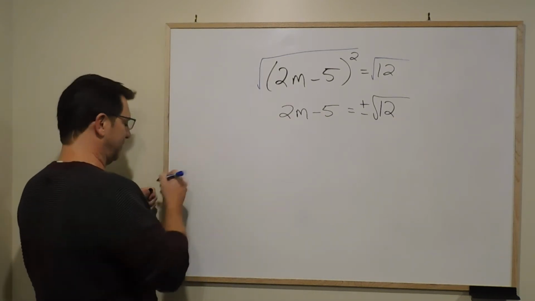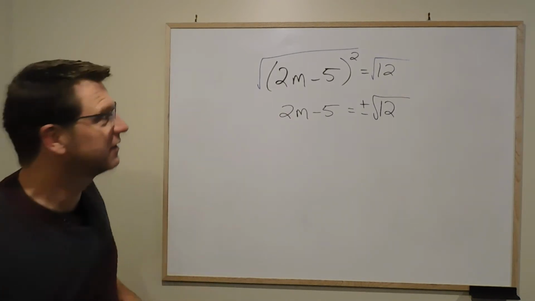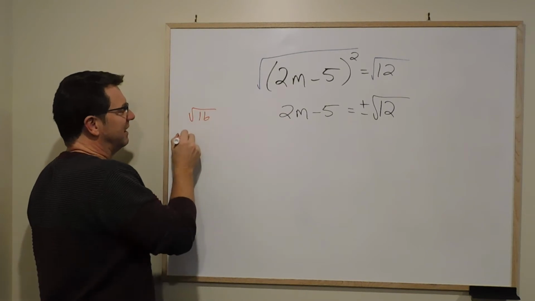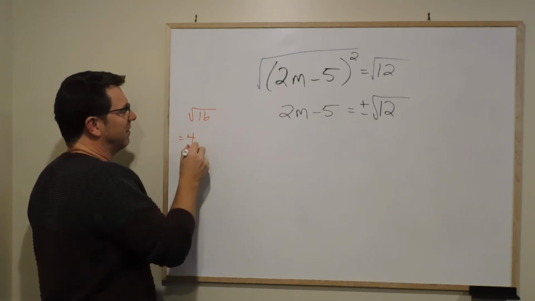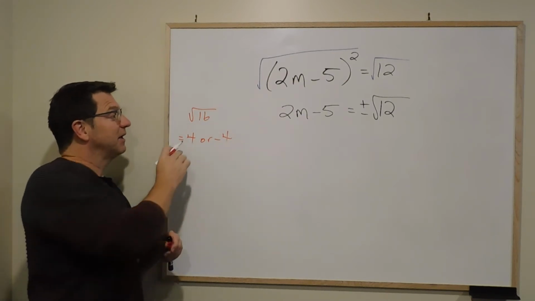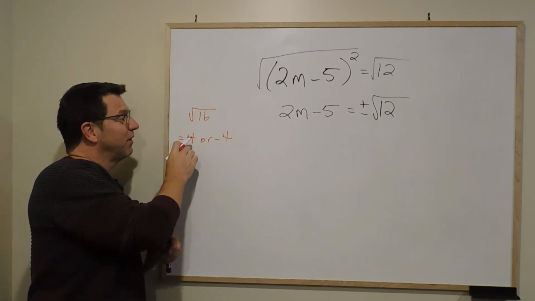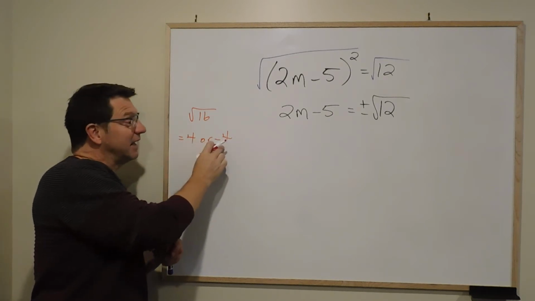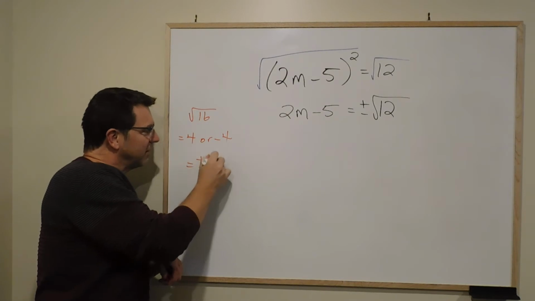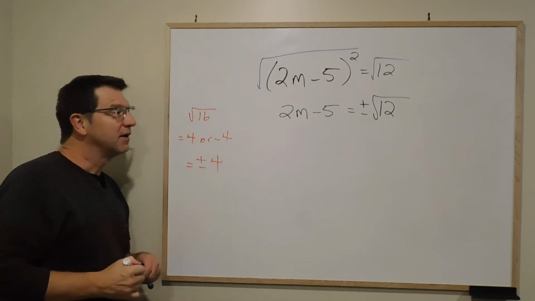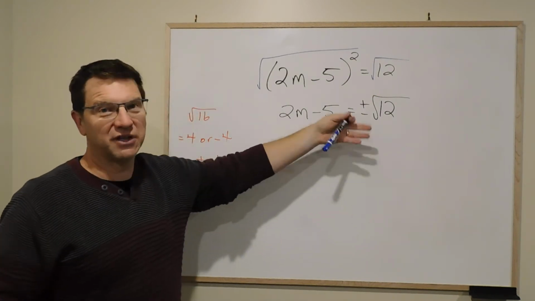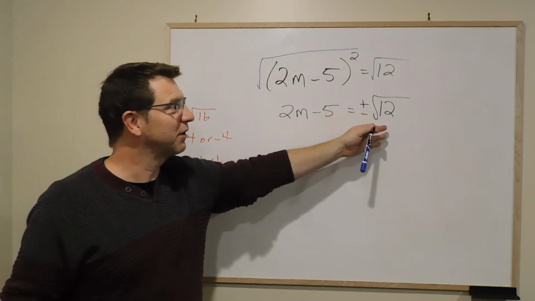So if I use 16 as an example, if I take the square root of 16, it is true that it is 4, but it's also true that it's negative 4, because 4 times 4 is 16, and negative 4 times negative 4 is 16. So I could write that as plus or minus 4. Now it looks a little awkward when it's not a perfect square, because it's not a 3 or a 4, it's just the square root of 12.